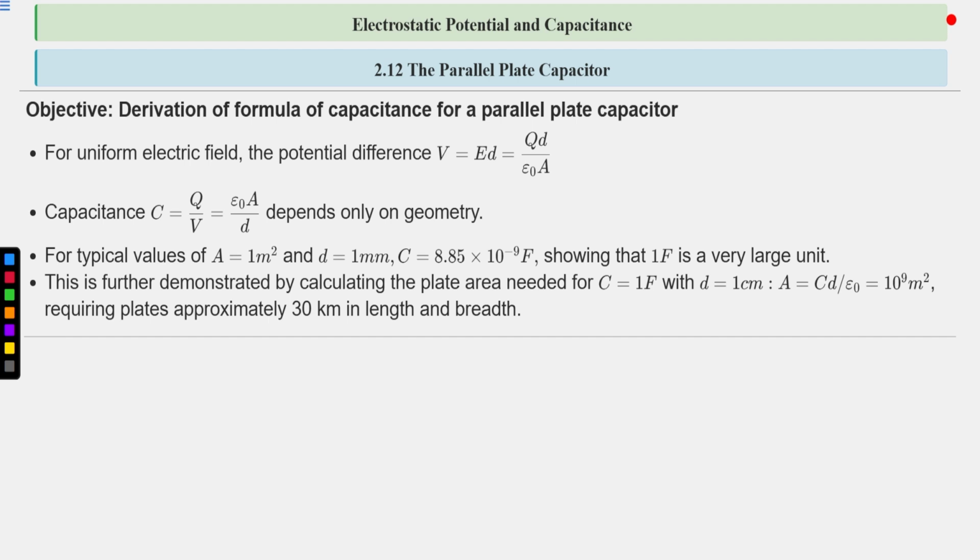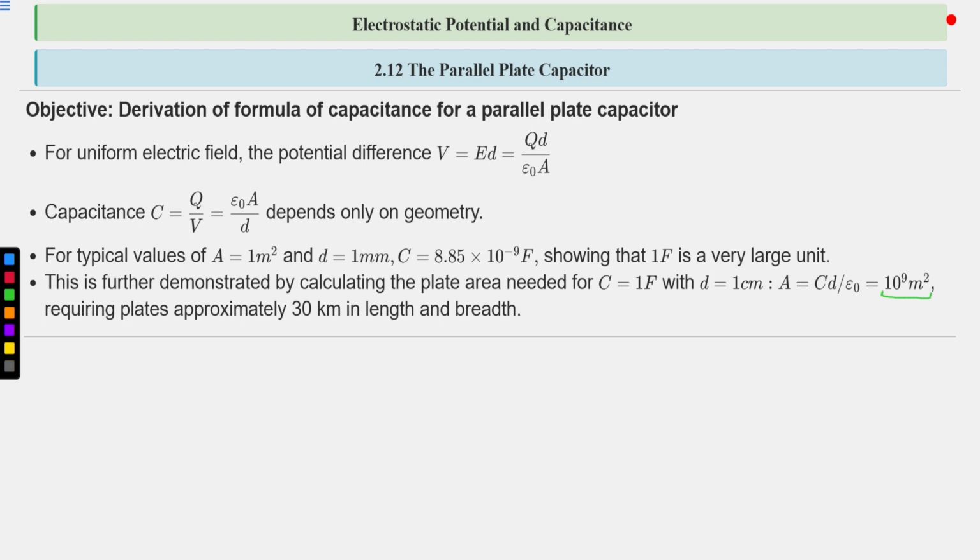This is further demonstrated by calculating the plate area needed for C equal to 1 farad with D equal to 1 centimeter. That is not practical, but if we take 1 farad and the separation between the plates of the capacitor as 1 centimeter, how much area should we take to achieve this capacitance? After putting 1 farad and d 1 centimeter, we come to know it is 10 to the power 9 meter square.